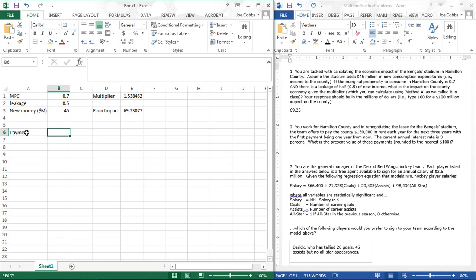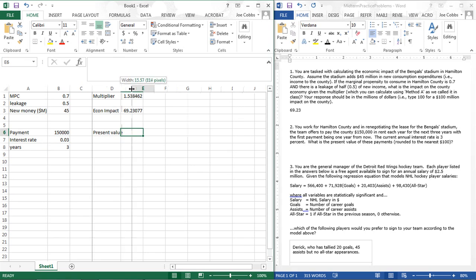So let's put our variables in here again. Payment, it's $150,000, right? Yes, it is. What else do we have here? Interest is 0.03, and years is 3. Let's do our equation here.